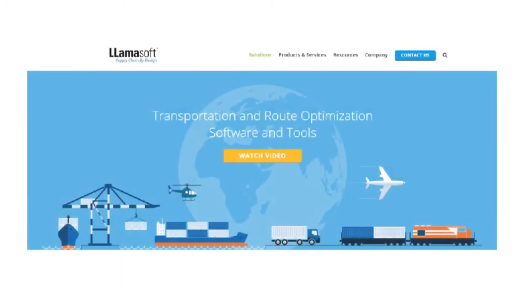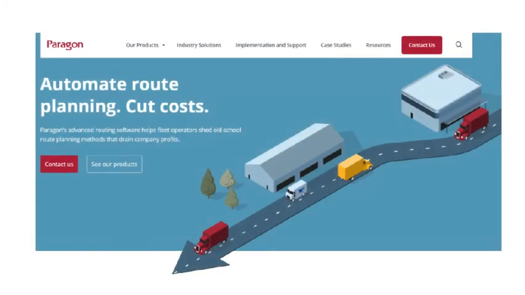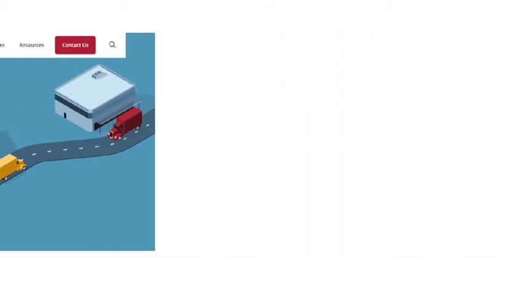LlamaSoft, a US supply chain design software business, is considered one of the fastest growing technology companies in North America. Founded in the late 1990s, it offers a number of innovative solutions that help some of the world's best-known brands make smarter, faster decisions about their supply chain. Paragon Software Systems, founded in the US in 1991, is a global leader in developing, implementing, and supporting routing and scheduling solutions. It has a global staff of just 110, but customers in 61 countries.